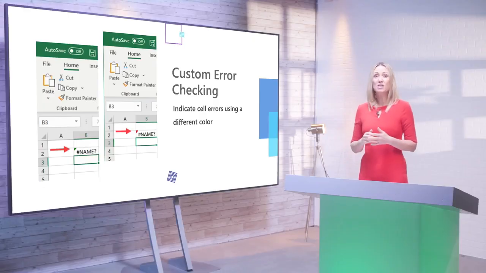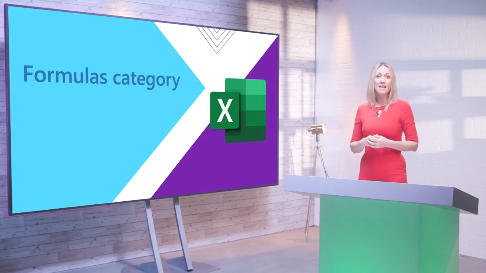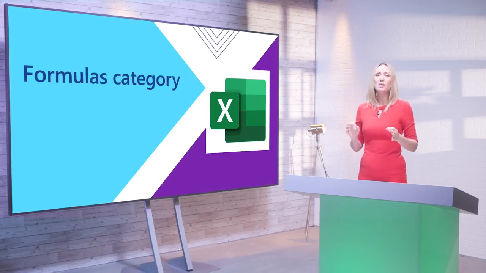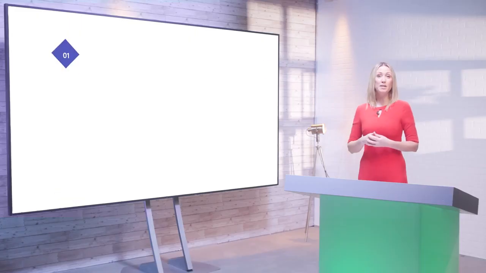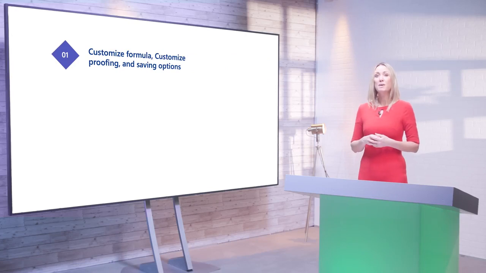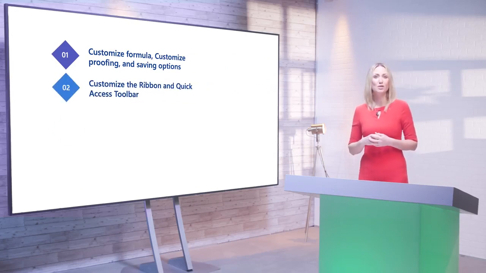Grace would like to change the color of the cell error indicator to a color that contrasts the green in her workbooks. Fortunately, Excel provides such a feature, and Grace is able to achieve this by using the Customizing Formula options. Using the Formulas category in the Excel Options dialog box, you can customize how these formulas behave as well as how errors are handled. By the end of this lesson, you will be able to customize formulas, customize proofing and saving options, and customize the ribbon and quick access toolbar.